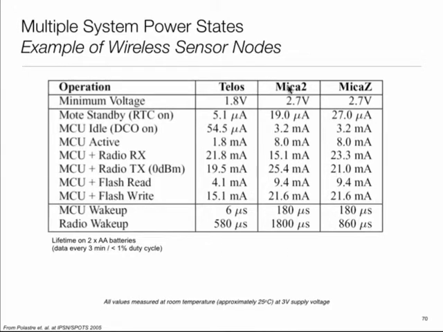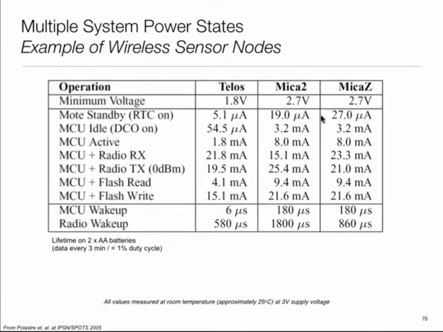Here is the whole system, which is on standby, and the real-time clock is on. Another one is that the CPU is idle, but the oscillator is on. CPU is active. CPU is active, and the radio is in reception mode. CPU is active, radio is transmitting. CPU is doing some flash memory read and write, and then finally also the wake-up costs.